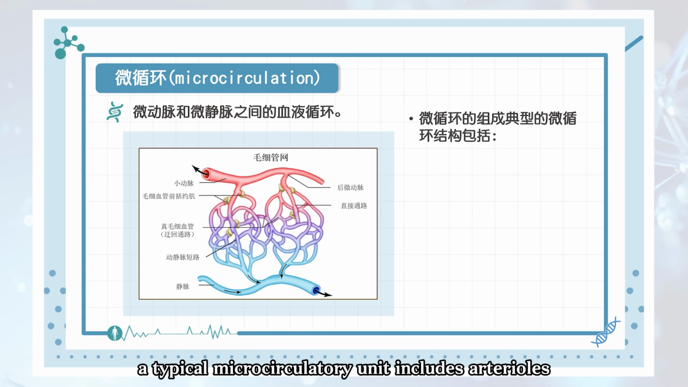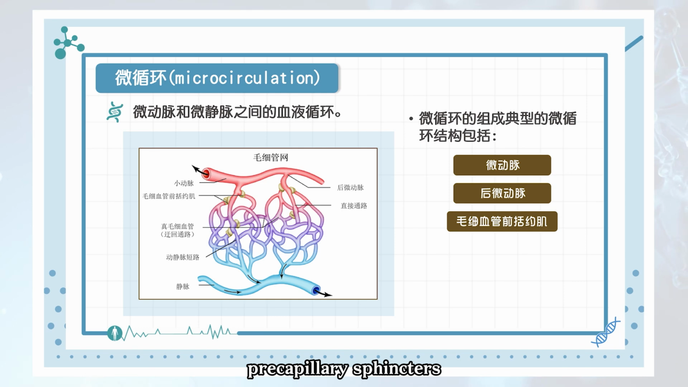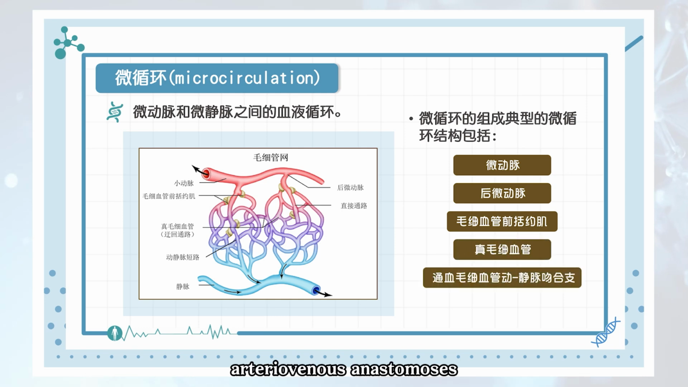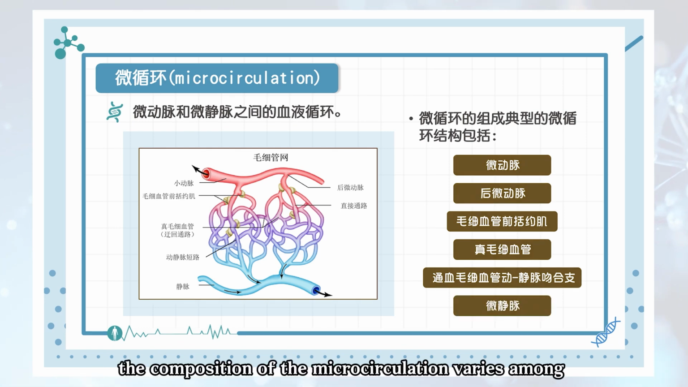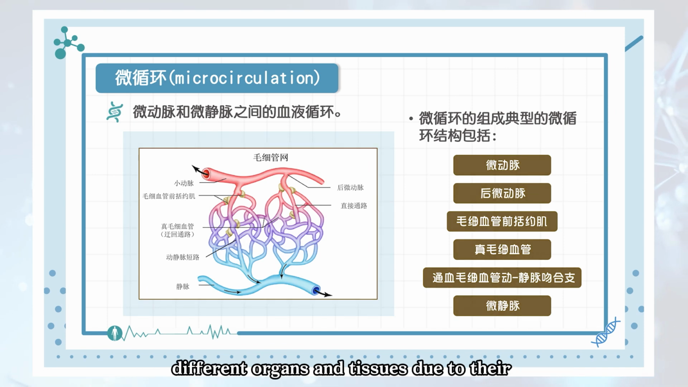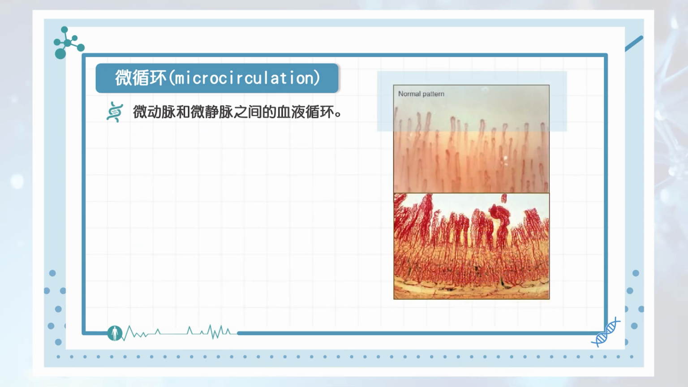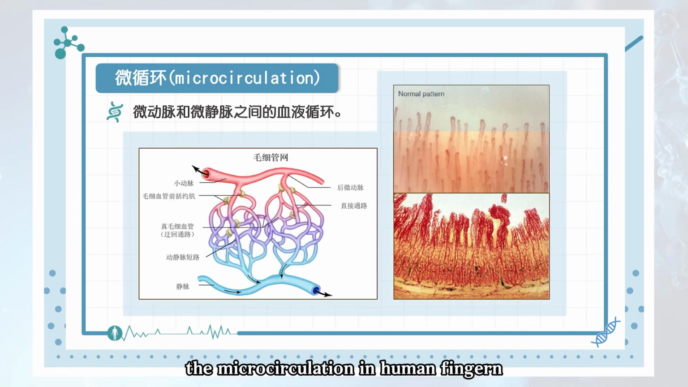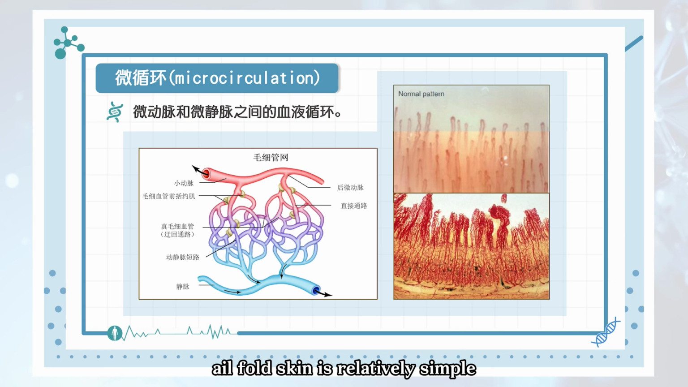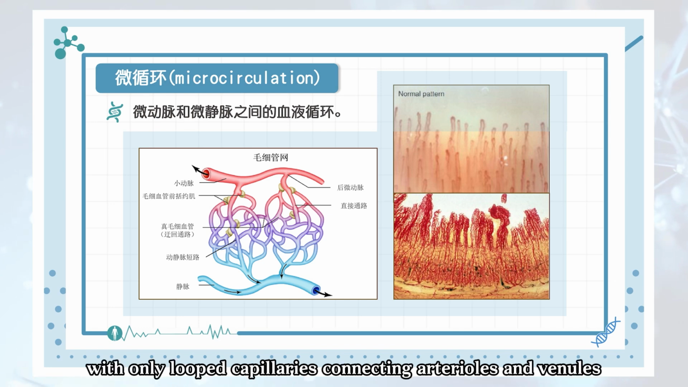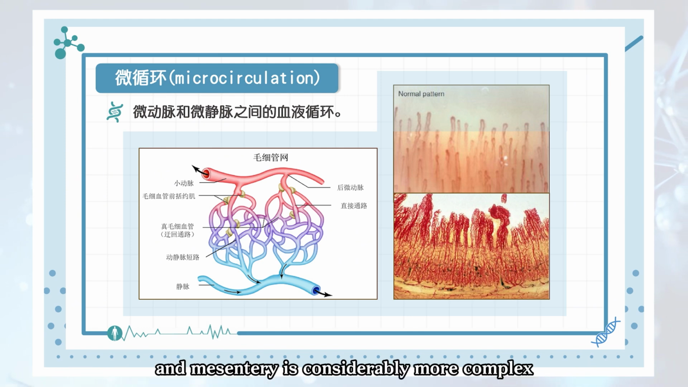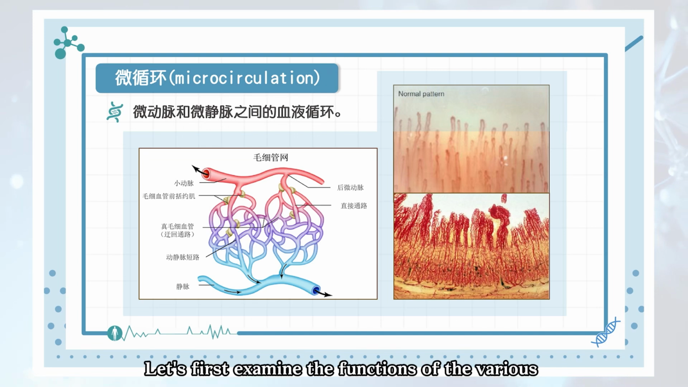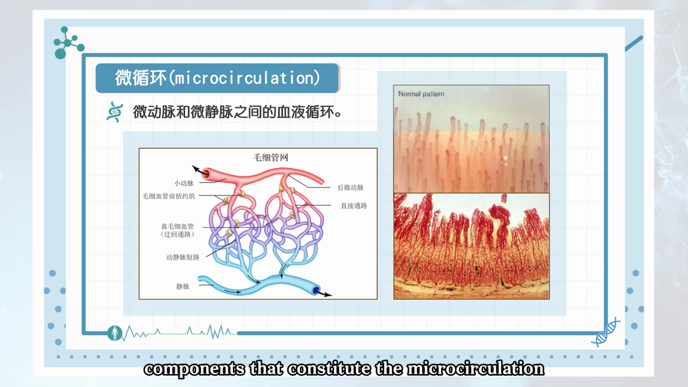As shown in the diagram, a typical microcirculatory unit includes arterioles, medarterioles, precapillary sphincters, true capillaries, thoroughfare channels, arteriovenous anastomoses, and venules. Naturally, the composition of the microcirculation varies among different organs and tissues due to their differing structures and functions. For example, the microcirculation in human fingernail fold skin is relatively simple, with only looped capillaries connecting arterioles and venules. In contrast, the microcirculatory structure in skeletal muscle and mesentery is considerably more complex. Let's first examine the functions of the various components that constitute the microcirculation.